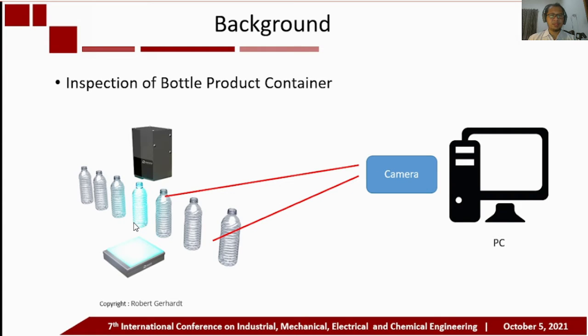For example, the inspection of bottle product containers. We know that the bottle product container is a mass product that we can inspect, and there is a lot of probability that there is a defect in the bottle container. So here we will implement a camera to visually inspect the bottle, and we can add some software or algorithm in the PC, which acts as a processor.